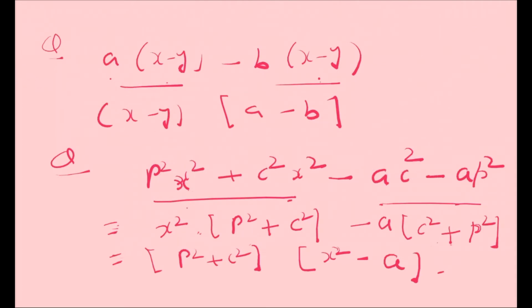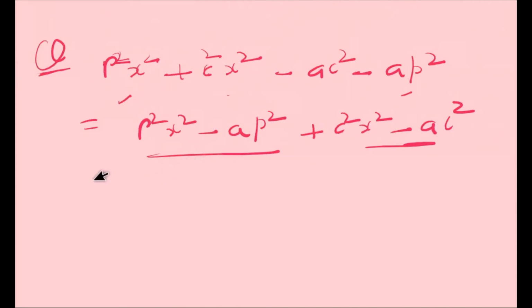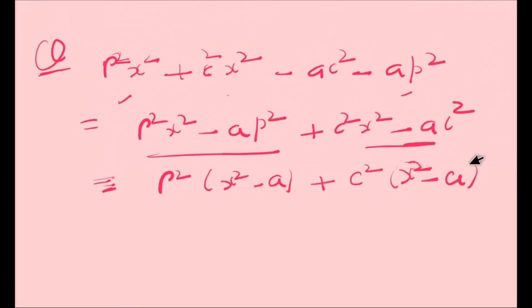So let us start. We can see taking the common again. We take the common p square, and what is left here? x square and minus a. So p square is common in this term, and here we can take the common c square. What do we write here? x square minus a. So students, this way we can write.